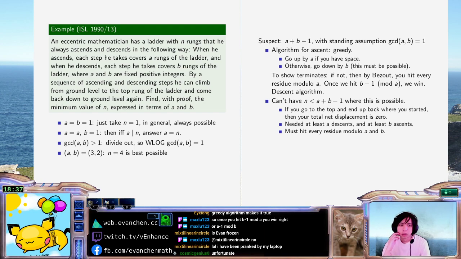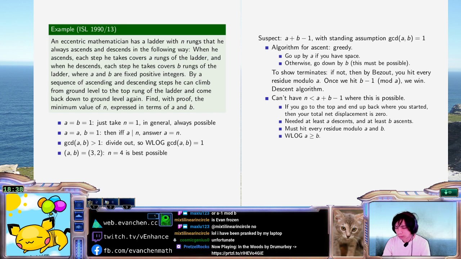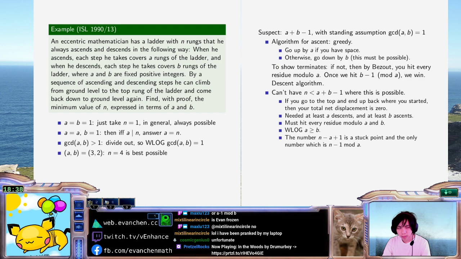And here, if n is too small, then what I do is I say, without loss of generality, A is at least B. And I should be able to find a number where I get stuck. Where when I'm at that number, I can't move. And if my ascent number is larger, the one I get stuck on is n minus A. Is a stuck point. And the only number which is n minus 1 mod A. And hence the answer. Is that right?